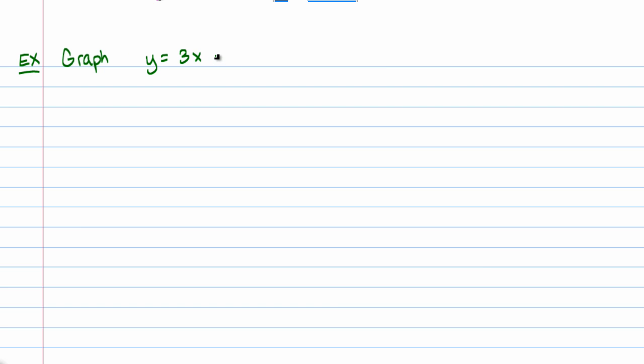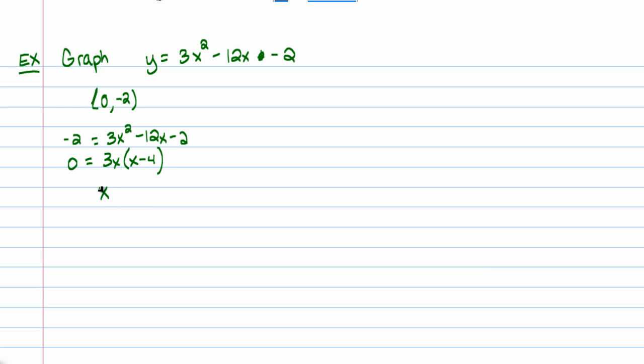Y equals 3x squared minus 12x, I'm just going to make my life easy, minus 2. Okay. So the y-intercept occurs at 0, negative 2. I'm at that height of negative 2 again when this is true. But I know right now that if I add 2 to both sides, I'll get this. I'm just going to factor here, 3x times x minus 4. That tells me that I'm at the height of negative 2 when x is 0 or x is 4. Halfway in between is the vertex. The vertex will occur at halfway between 0 and 4, which is 2.